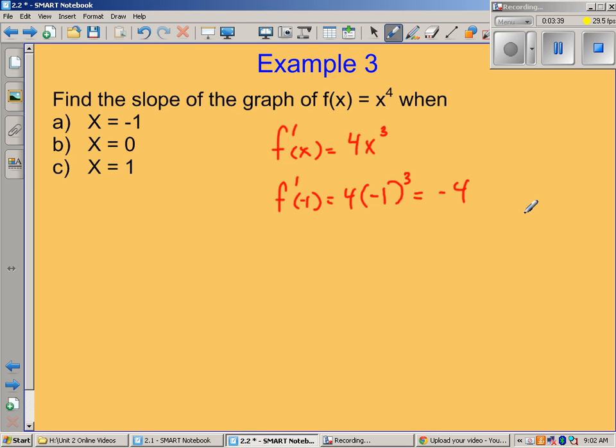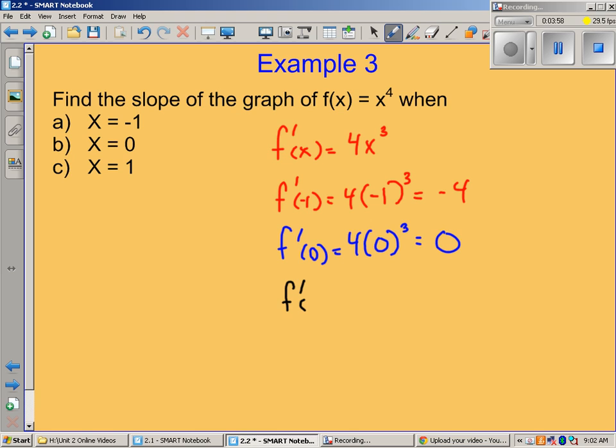If I want f prime of 0, I plug 0 into this function, which gives me 4 times 0 cubed, which just gives me 0, so it's a horizontal line. And remember, always pay attention to these horizontal lines. That's basically what a lot of the things we're going to look for in the future.